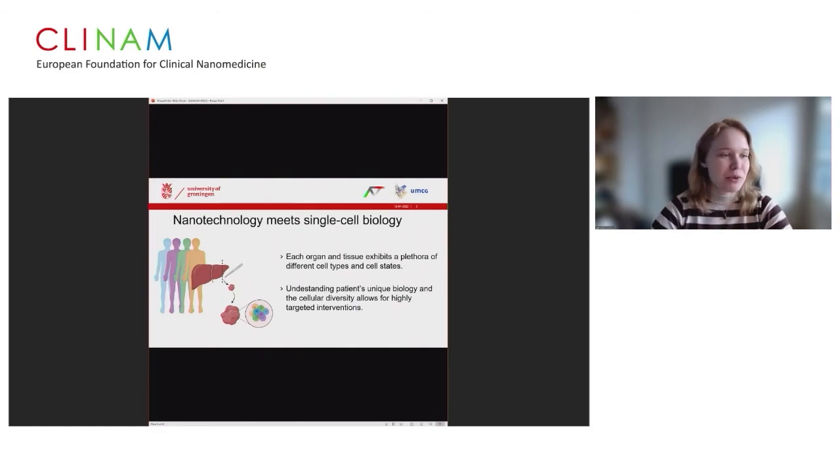As all of you will probably agree with me, each and every patient is different, each and every patient is unique. Within each patient, we also have a wide range of different tissues and organs, each of which is composed of a plethora of different cell types and different cell states. And I think that you will agree with me that understanding the unique biology of the patient and the cellular diversity that underlies this unique biology is what actually allows for highly targeted interventions. It becomes especially important in cases like cancer treatment.